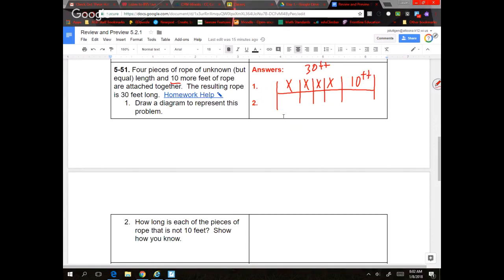That's problem number 1. Number 2 says solve for it. I have to find out what X is. So if the whole thing is 30, and I know that part of it is 10, that means I have 20 left. Well, I have 4 X's, so 4X has to equal 20. 4 times something is 20. I know that something has to be 5. If you did not know, you could have done 20 divided by 4 equals X, and also got 5.